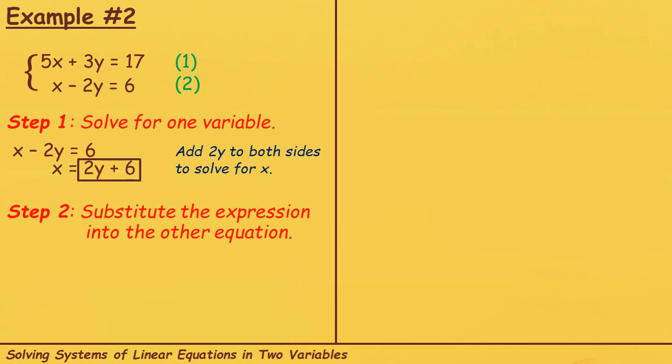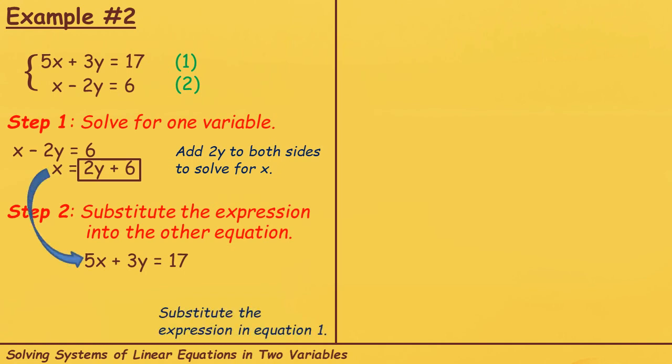Kung ginamit natin yung equation number 2 sa step 1, ang gagamitin naman natin sa step 2 is yung equation 1. Isa-substitute natin yung x is equal to 2y plus 6 sa equation 1. Ang equation 1 natin is 5x plus 3y is equal to 17. Papalitan lang natin dito yung x. Substitute the expression in equation 1. So magiging, okay, tignan mabuti, x lang ang papalitan natin dito.